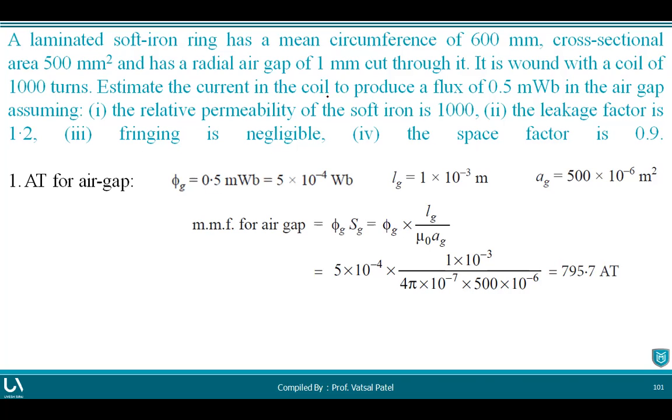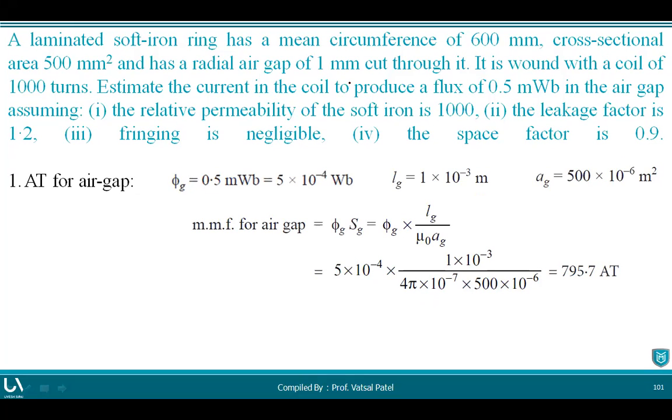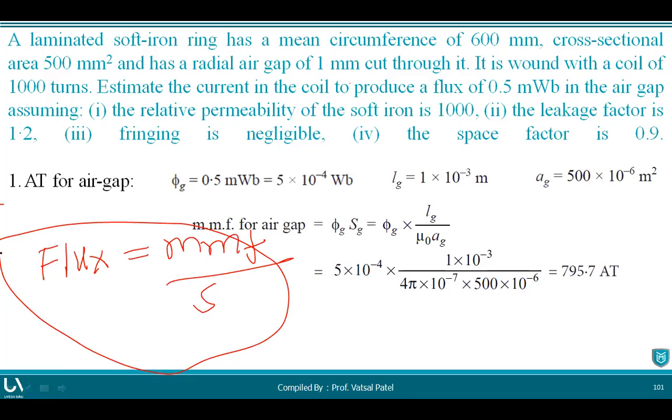Now we identify here the ampere turn which is required for the air gap, and the calculation given here is based on the equation of mmf is equal to flux into reluctance, or actually the flux is equal to mmf divided by reluctance S. So this thing we already discussed in your previous session, the first or second lecture of this unit. I hope you remember this thing. So based on this equation, we identify the mmf which is required for the air gap.